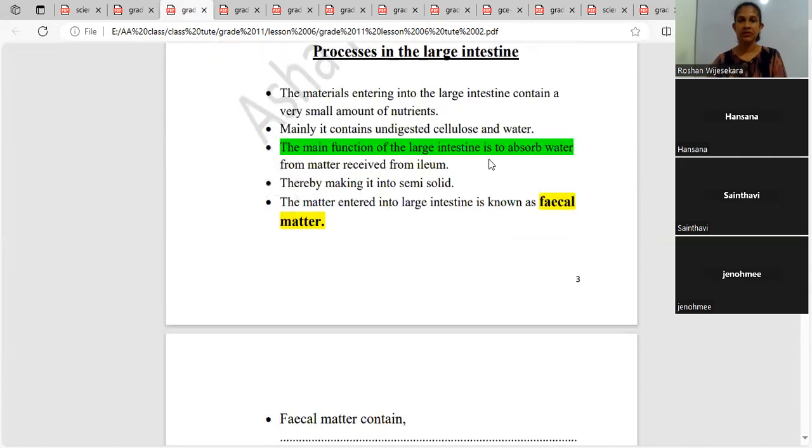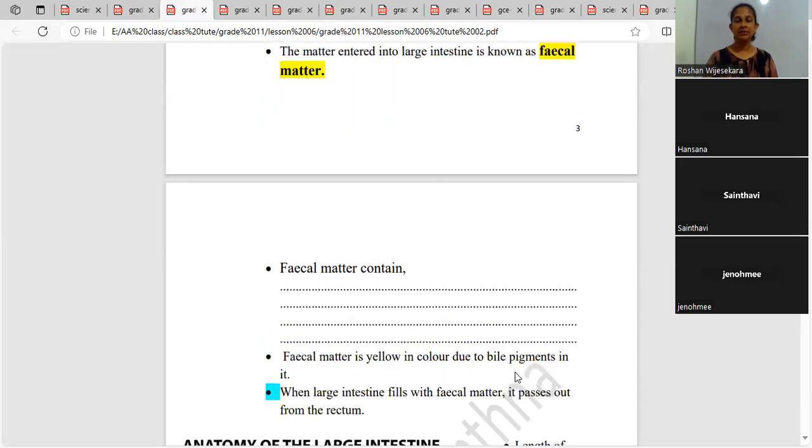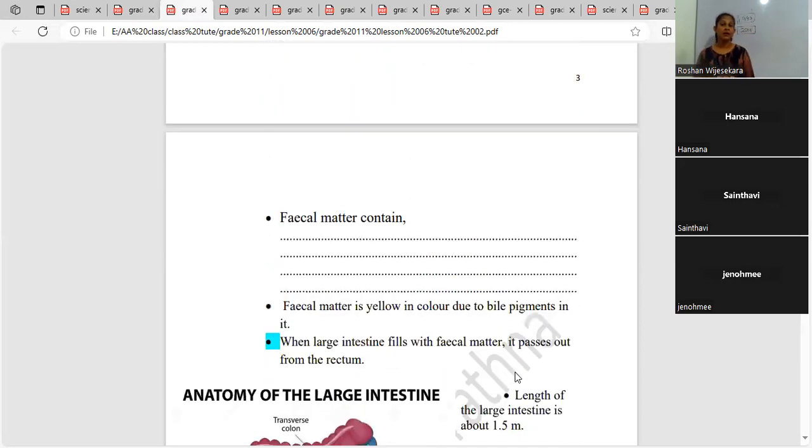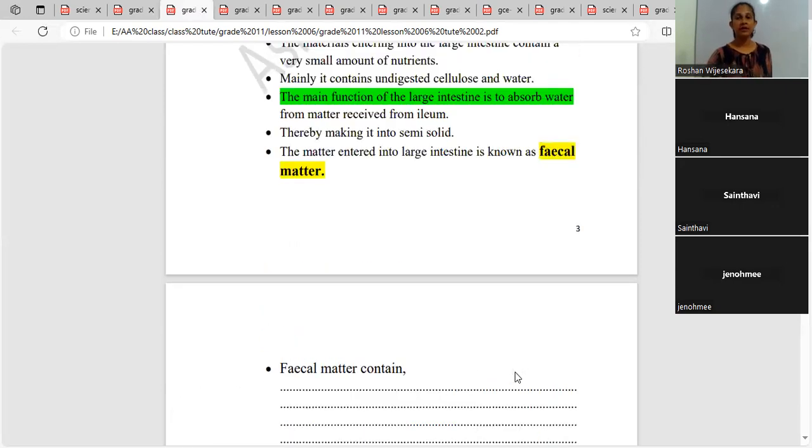The main function of the large intestine is to absorb water. Okay, this was also asked in a past question paper. Remember well. Also, fecal matter is not an excretory product. The reason is that it is not a product of a biochemical reaction. Okay, it is a product of food digestion.